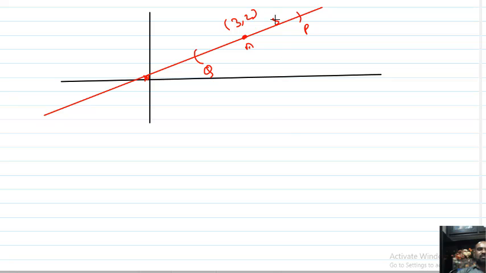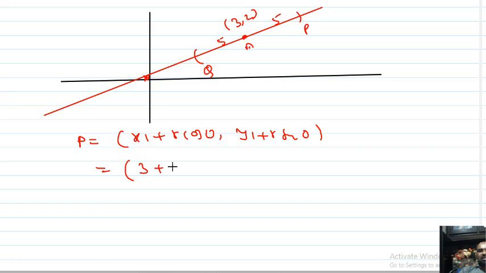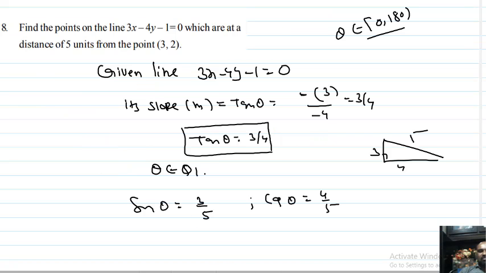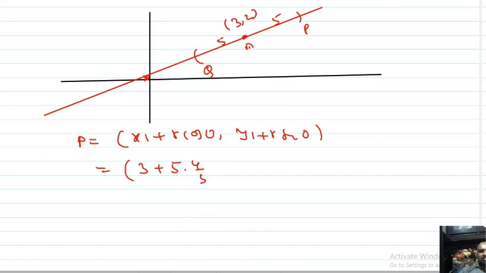Yeah, here 5 units. So directly you can write P by using the perpendicular form of a straight line or parametric equation of a straight line. What is that? (x1 plus r cos theta, y1 plus r sin theta). That is x1 means 3 plus r 5, cos theta means now you got 4 by 5, comma y1 means 2, r means 5, sin theta means now you got 3 by 5. So what happened here? 5 gets cancelled, 7, 5 gets cancelled, 5. This is one of the points.